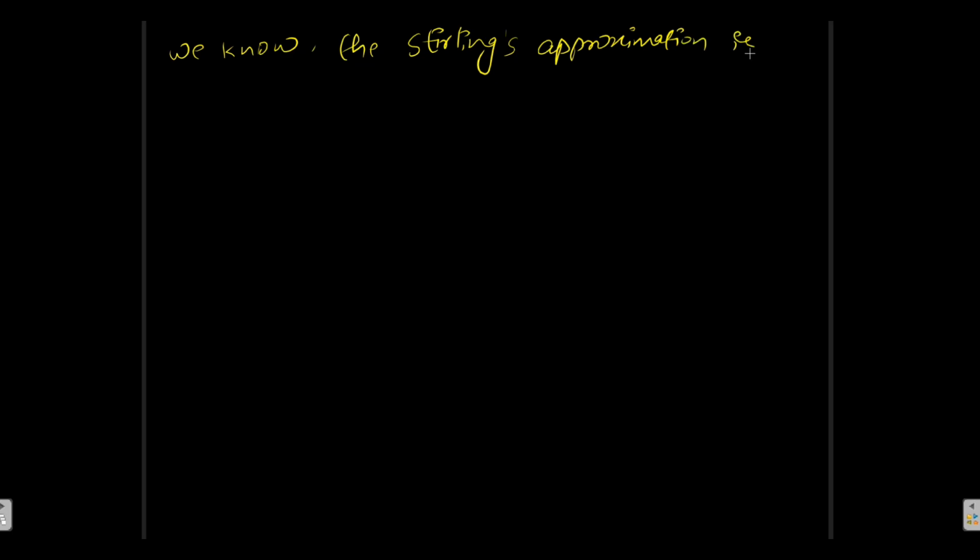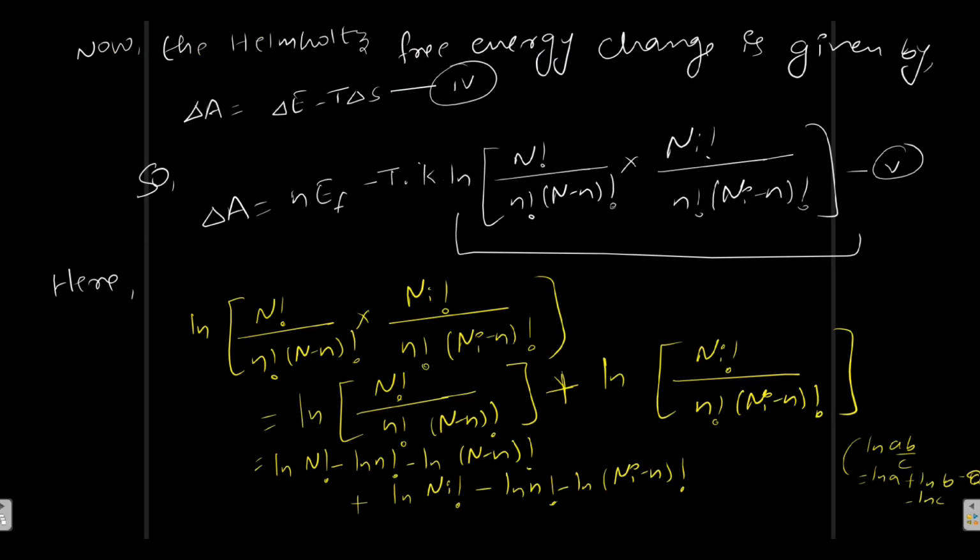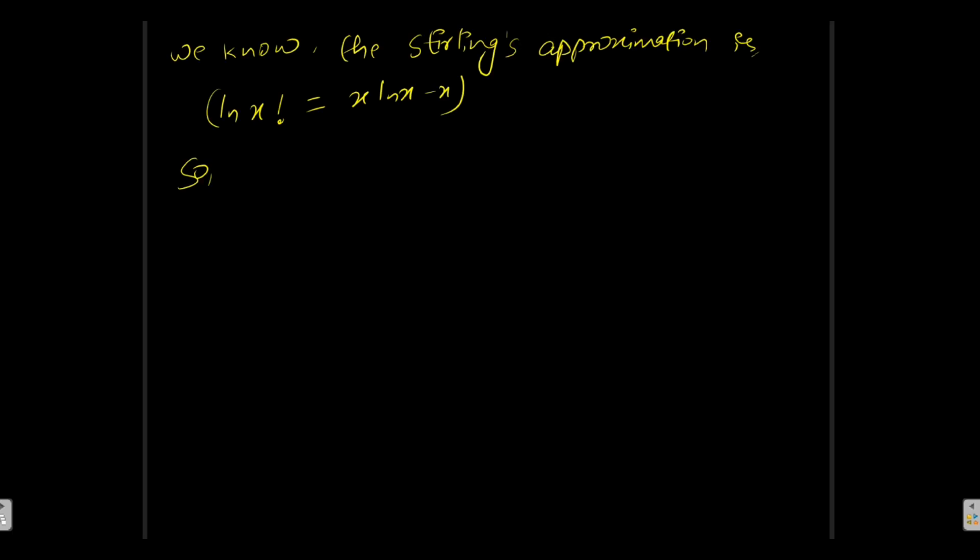What is Stirling's approximation? Ln x factorial will be equal to x ln x minus x. This is Stirling's approximation. Now if we apply Stirling's approximation, and keep solving and cancelling the like terms with different signs, then we'll get a term. I'll write the final term over here, because if I keep solving everything, the video will be too lengthy.